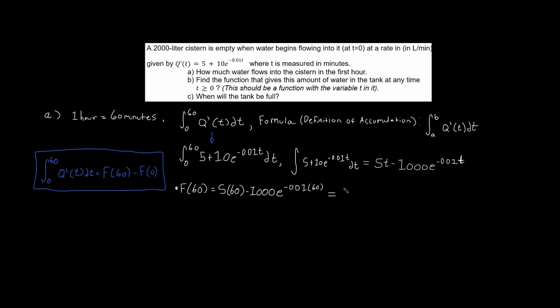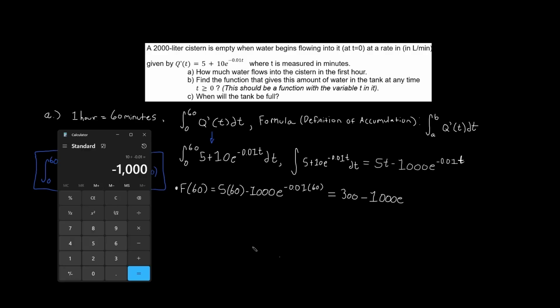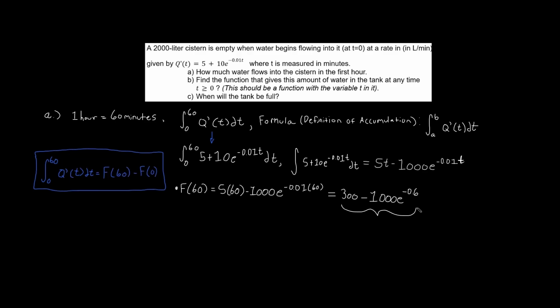5 times 60 is 300. 1000 e is going to stay as 1000 e. Negative 0.01 times 60. So the exponent attached to the base 1000 times e is going to be negative 0.6. Right, so this up here is the upper bound. Let's do that lower bound.